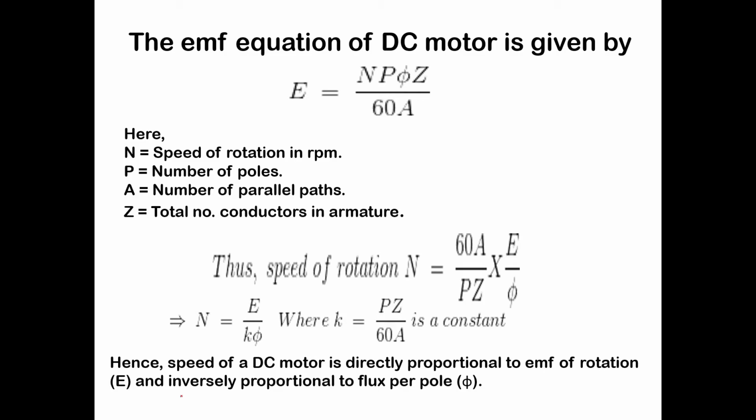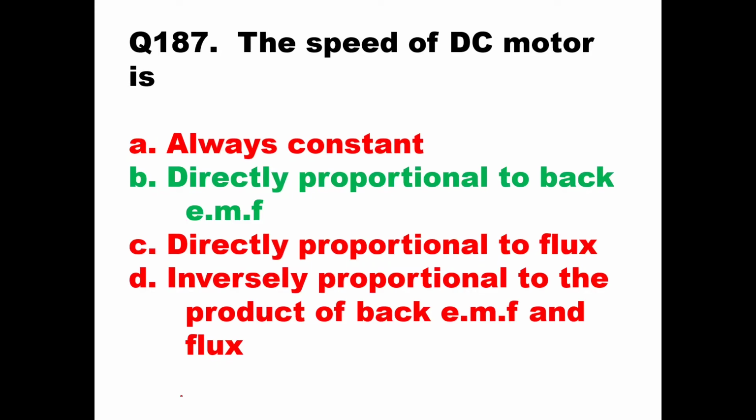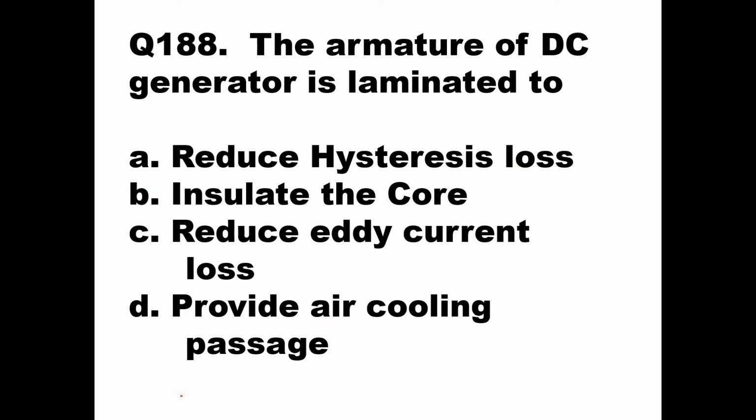So if you want a directly proportional quantity, it is directly proportional to the EMF. So here option B will be the right answer. The speed of a DC motor is directly proportional to back EMF. Then we'll go to the next question.